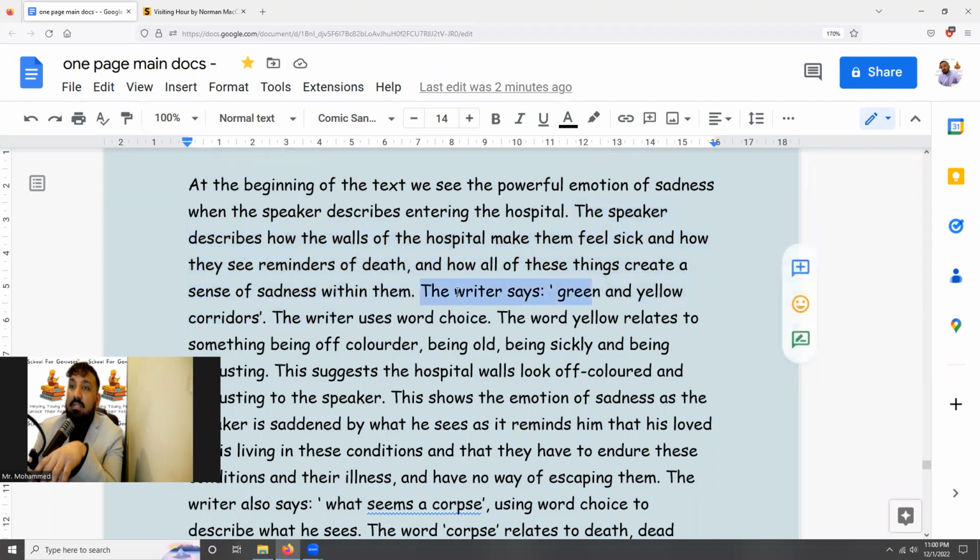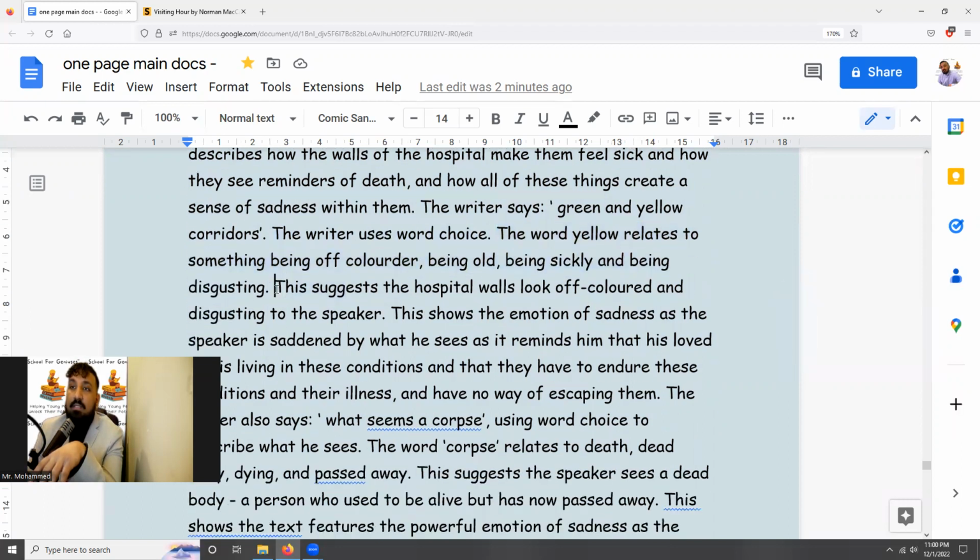The writer says green and yellow corridors. The writer uses word choice. The word yellow relates to something being off-colored, being old, being sickly, and being disgusting. This suggests the hospital walls look off-colored and disgusting to the speaker. This shows the emotion of sadness, as the speaker is saddened by what he sees, as it reminds him that his loved one is living in these conditions and that they have to endure these conditions and their illness and have no way of escaping them.